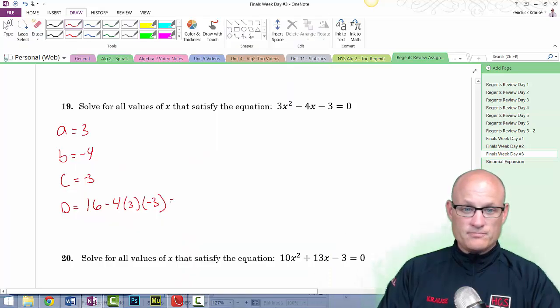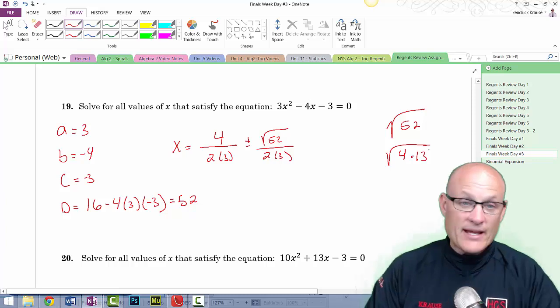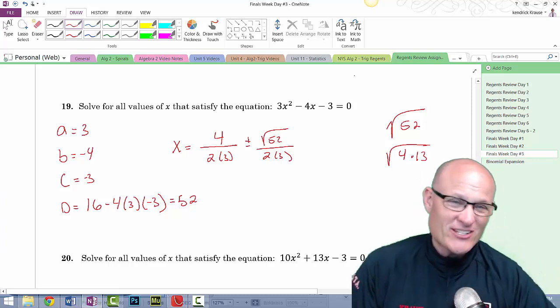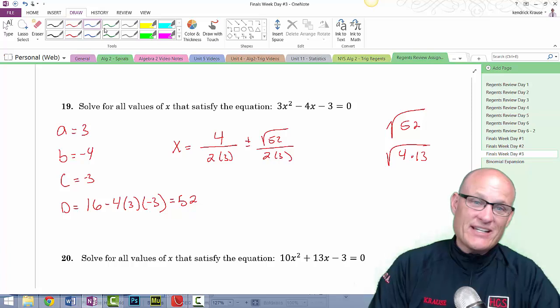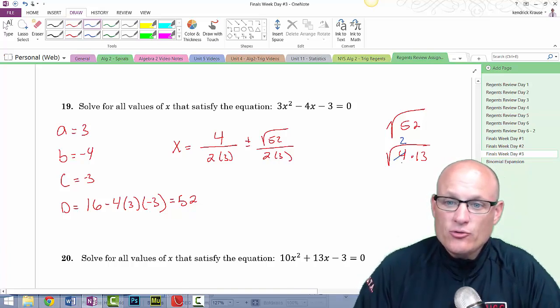So 16 minus 4 times 3 times negative 3 is 52. So I get x equals negative b, which is 4 over 2 times 3, plus or minus the square root of 52 over 2 times 3. Well, the square root of 52 does have a perfect square that goes into it. It's the square root of 4 times the square root of 13. You know how I remember that? Deck of cards. A deck has 52 cards and there's 4 suits. So 2 square roots of 13.